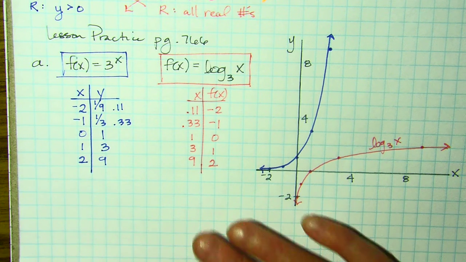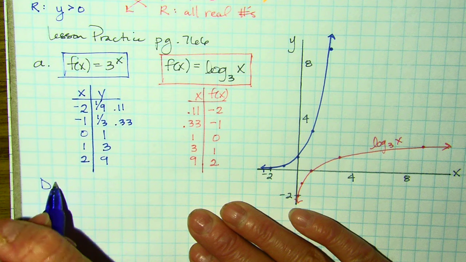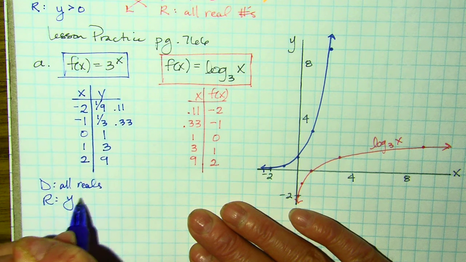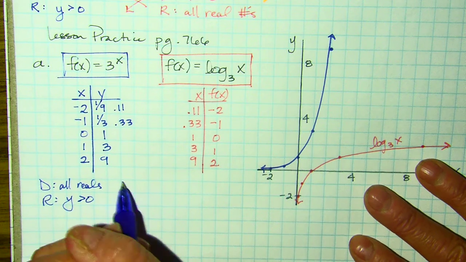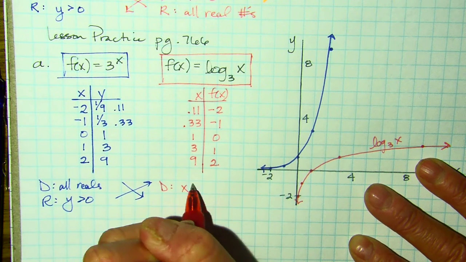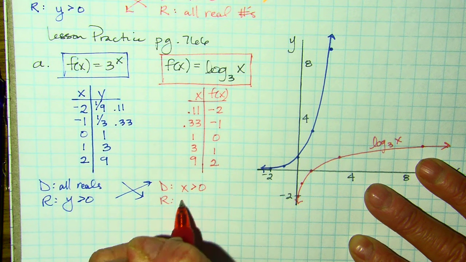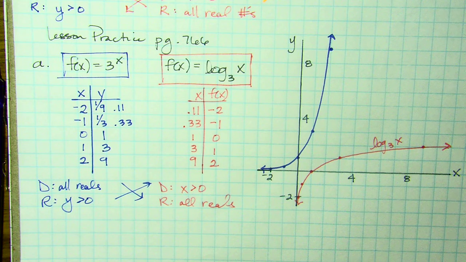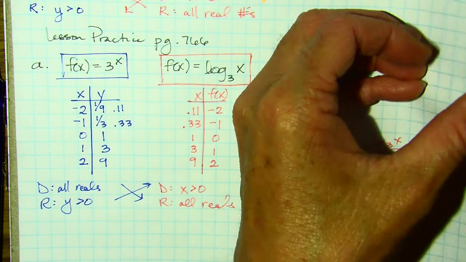Okay. So domain of exponential is all reals. Range is y is greater than 0. And then I simply switch for the log function. My domain is x is greater than 0, and my now range is all reals. Beautiful, beautiful, beautiful. So moving on, we're going to do B and C.